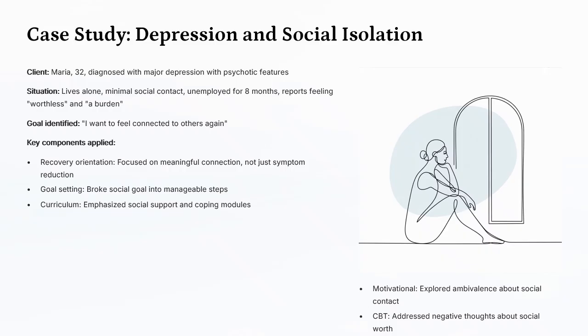Goal setting: broke the social goal into manageable steps. Curriculum: emphasize social support and coping modules. Motivational: explored ambivalence about social contact. CBT: address negative thoughts about social worth.